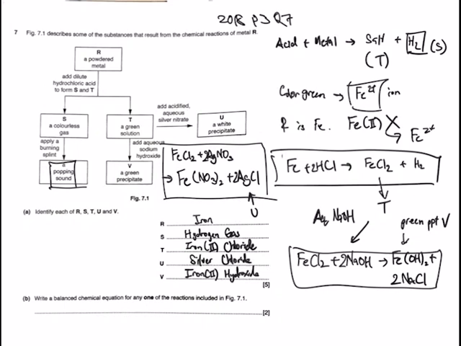Part B: write a balanced chemical equation for one of the reactions included in figure 7.1. Down here you can use a few of those reactions. There are three major ones, number 1, number 2, and number 3, all the boxed-up ones. You can choose any one. Of course, the standard one will be acid plus metal equals salt and hydrogen. This is something that has been taught repeatedly and that you should know by now.